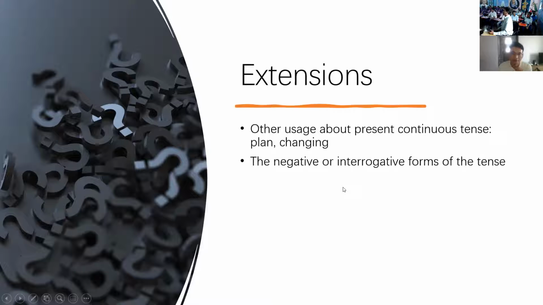And the second one is the negative and interrogative forms of the tense, right? The negative form is that we use not after the be verb. For example, we can say he's not doing something. We can also use the interrogative form, that means the question form. The question form is to move the be verb to the front of the sentence.